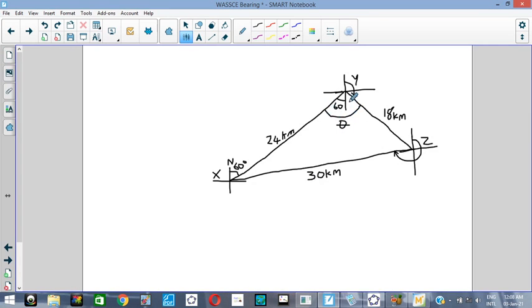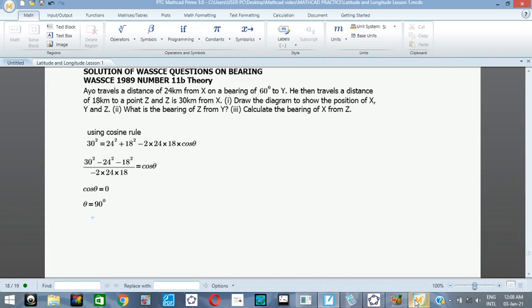That means 90 minus 60, I'm going to get this place as 30 degrees. You understand? All these are things you need to put in your diagram. So if this is 30 degrees, what is now going to be this bearing? The bearing from Y to Z is going to be 180 minus 30, which is going to be 150 degrees. So we have settled the first solution.